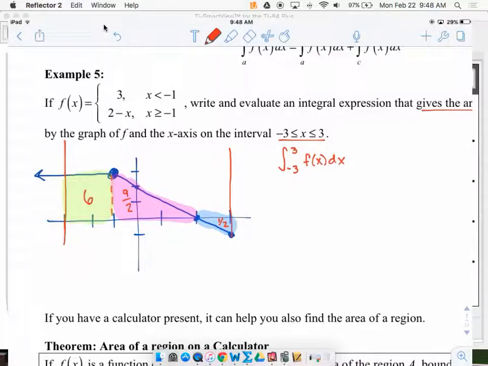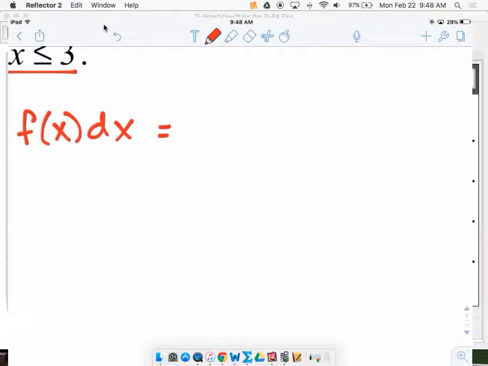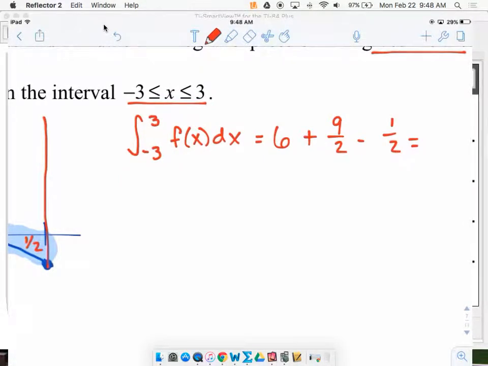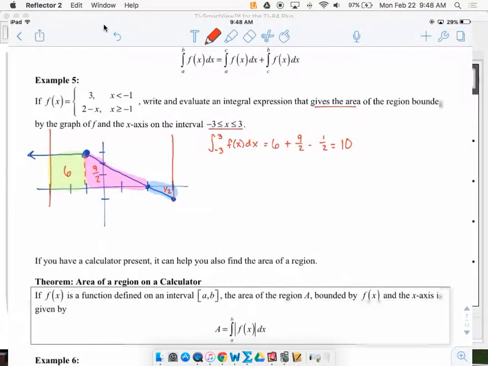Now, if I were to do just the integral from negative 3 to 3, what would that give me? It would be 6 plus 9 over 2 minus 1/2, right? So that would be 6 plus 9 over 2 minus 1 over 2, which would be 10. All right, so what I want to do is change that around so that it gives me the area.